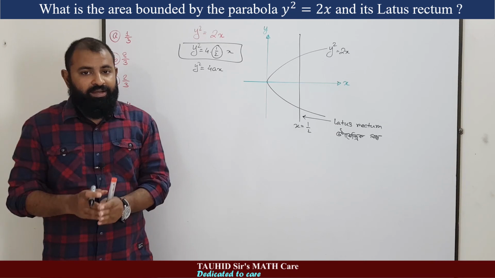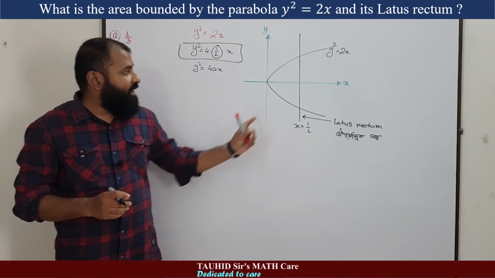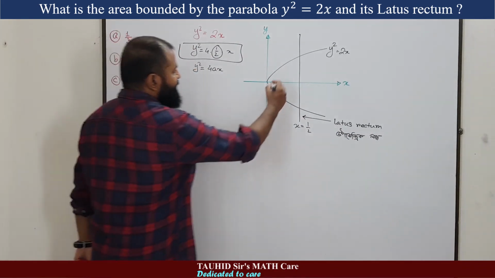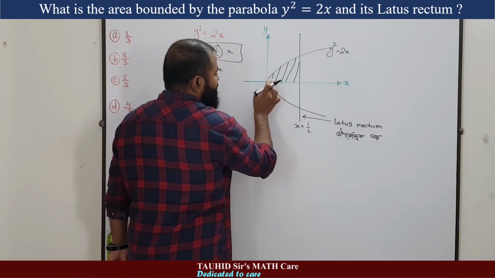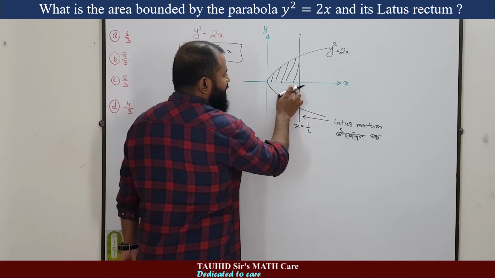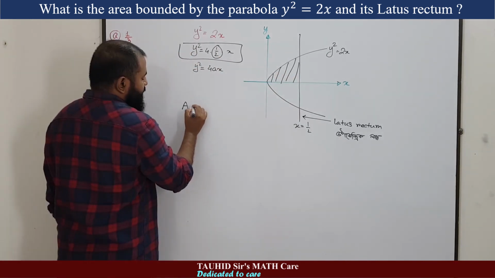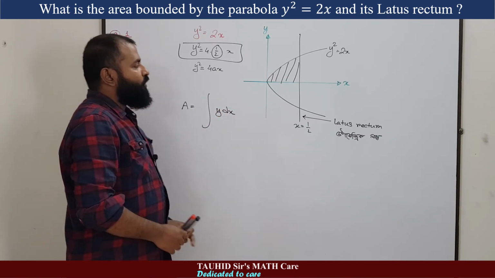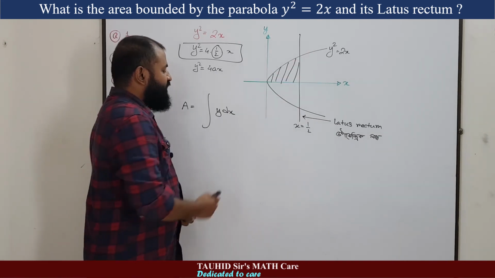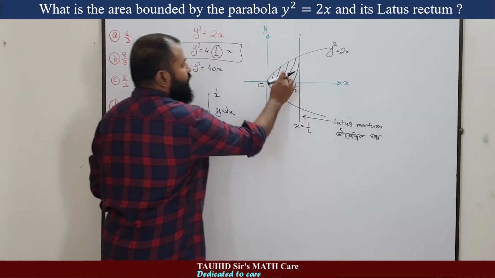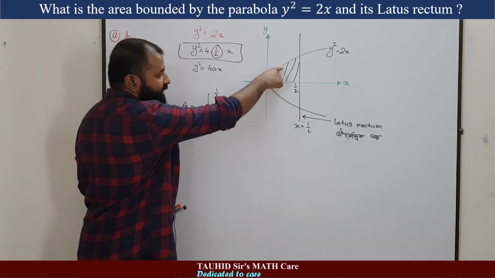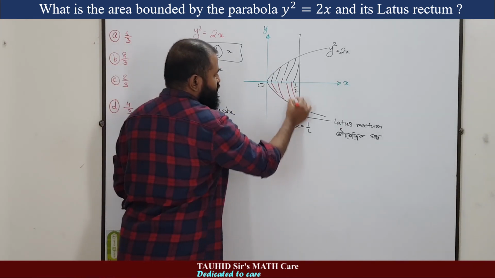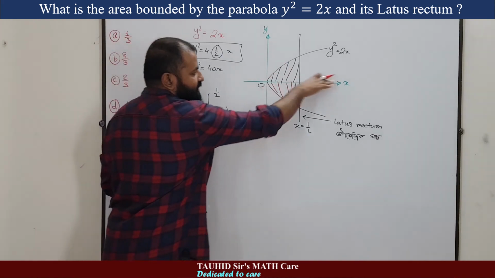You are commanded that you need to find the area between this curve and this latus rectum. So what to do? We will integrate simply this curve for the limit from 0 to half and we will get this area. So the area will be integration of y dx. When we integrate this for the limit from 0 to half, we will get this area, and to find the total area, what should we do? We will multiply it by 2 and we will get this total area, because this shape is symmetric with respect to x-axis.